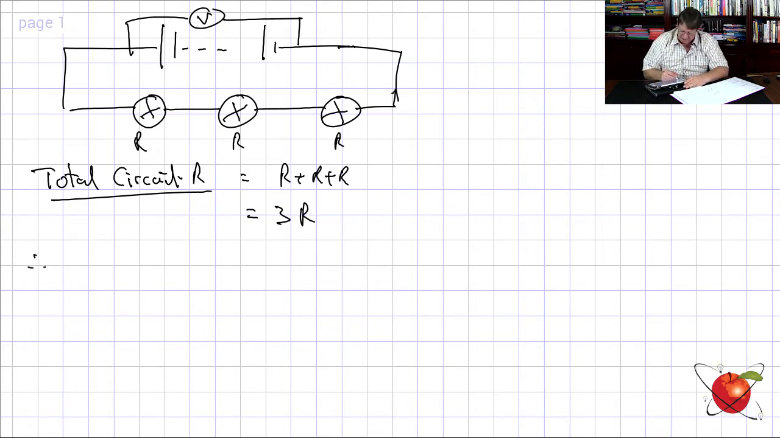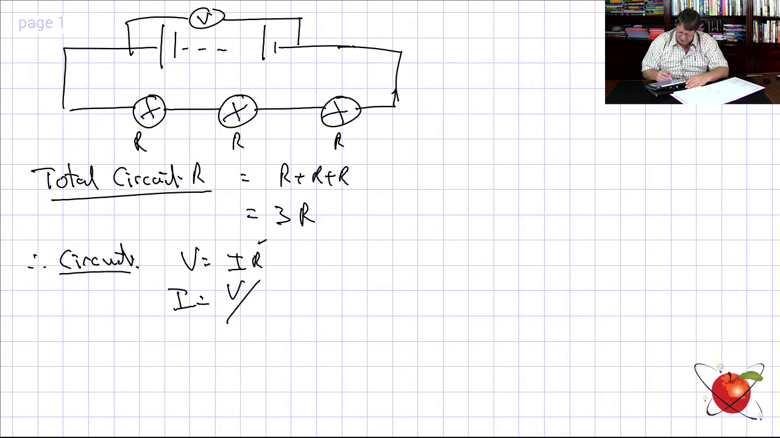Therefore, can I work out the current on the circuit? Let's have a look. My writing's not great, I do apologize. But what have we got here? We say on the circuit, V equals IR. I know R total, and I know V is the voltage. I is equal to V over 3R, isn't it? Because that's R total over there. So I is equal to V over 3R. So now I can go back.